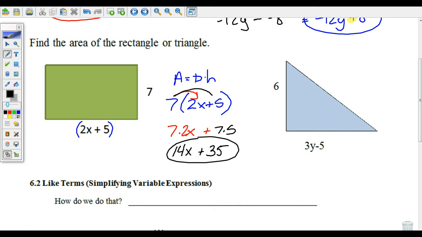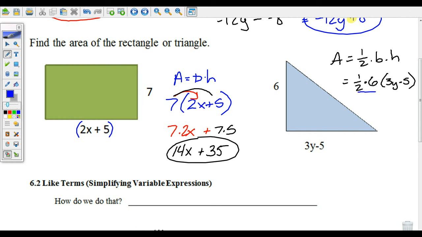And the last one. Thanks for sticking with me. I know my limit's been 15 minutes, and this one turned into 16. Sorry about that. For the triangle, we're doing 1/2 base times height. So we're going to do 1/2 times our base times our height. So that's kind of the formula there.